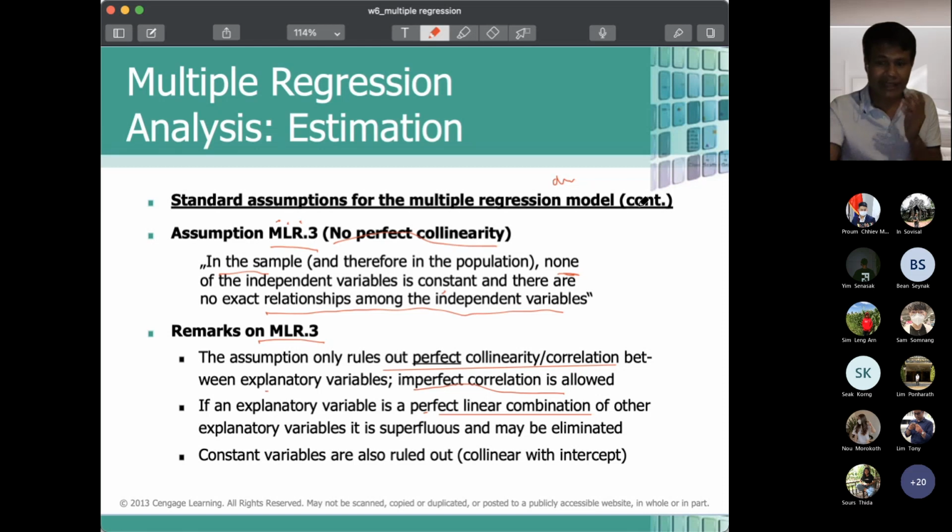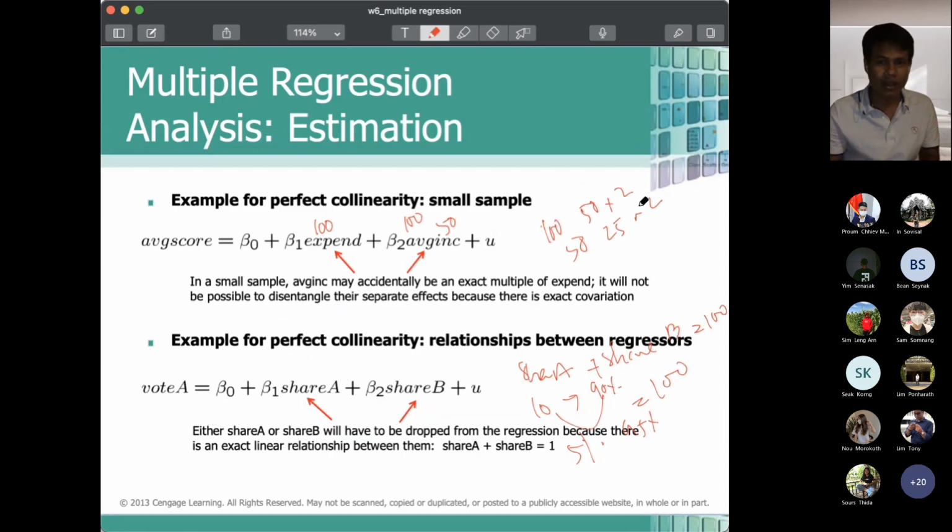Right? I did give you 2 examples of small samples. So, the perfect collinearity between expenditures and income. For instance, if I interview 100 students about their income and expenditure, and all 100 students spend all their income, we say that expenditures are perfectly correlated with income because all the income is spent.